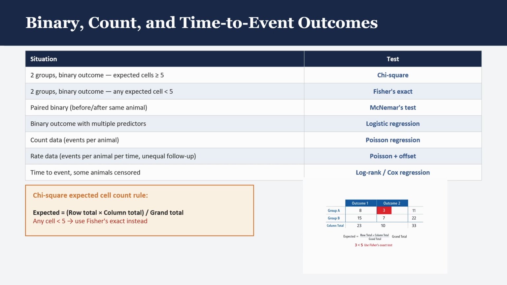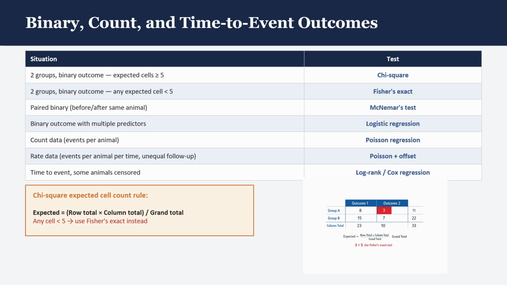Binary outcomes with 2 groups, chi-square is your starting point, but with a non-negotiable assumption. Every expected cell count must be at least 5, not observed count, expected count. Calculate it as row total times column total divided by grand total. If any expected cell falls below 5, use Fisher's exact test. Fisher's exact test works for any cell size and produces equivalent results when chi-squared would have been valid anyway.